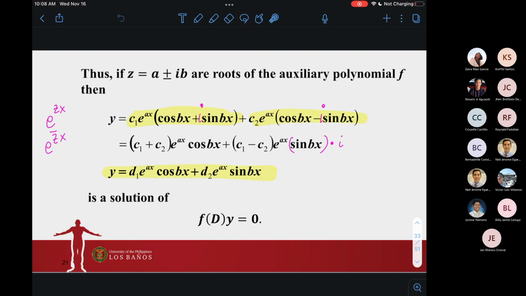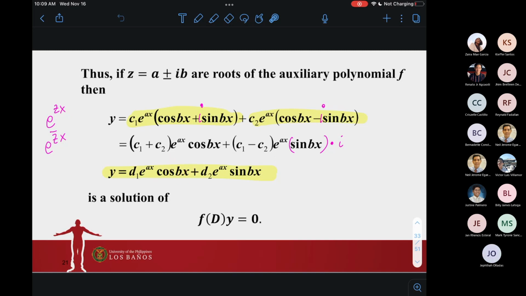Okay? So when you have roots a plus or minus ib, this is the general solution you get. You have a linear combination of e to the ax, where a is the real part of your complex number. Then the imaginary part becomes the argument of your trigonometric function. So e to the ax times cosine of the imaginary part times x, plus d2, an arbitrary constant, times e to the real part times x, times sine of the imaginary part.